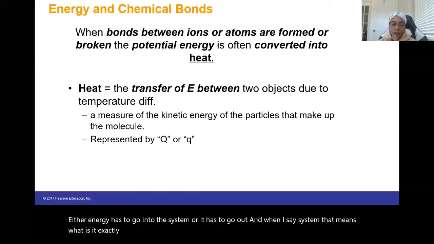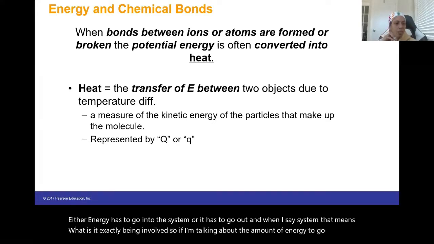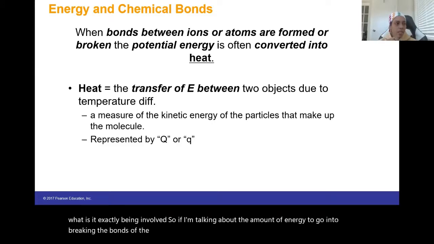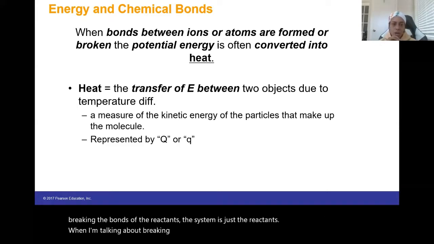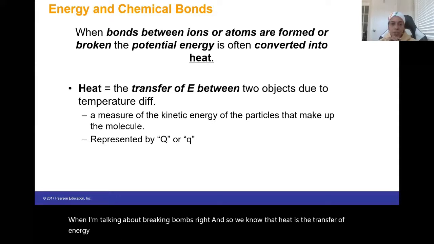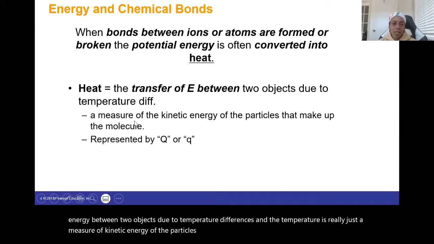So if I'm talking about the amount of energy to go into breaking the bonds of the reactants, the system is just the reactants. When I'm talking about breaking bonds, right? And so we know that heat is the transfer of energy between two objects due to temperature differences. And the temperature is really just a measure of kinetic energy of the particles that make up molecules. And we can represent energy by big Q or little q.